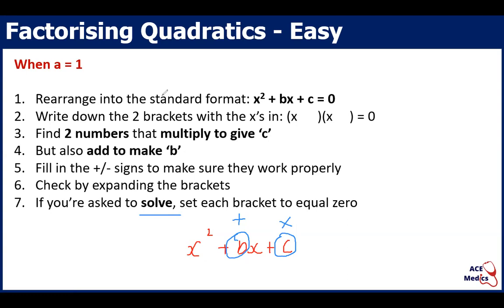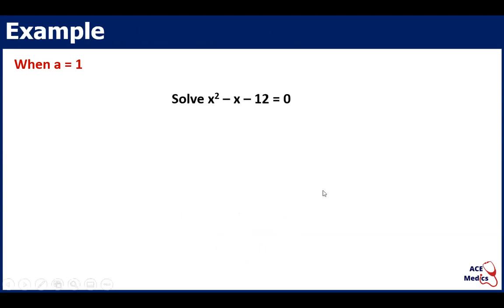Okay, brief overview. I'm sure you can all remember. It's just a reminder. So solve x squared minus x minus 12 equals 0. So the first thing we are going to do is come up with our brackets. So (x)(x) = 0. So we need two numbers that multiply to make minus 12 and add to make minus 1. Our minus 1 is in front of our x.